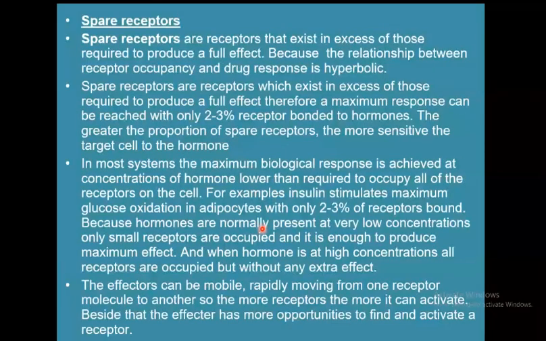The last thing in today's lecture, the last topic, is spare receptors. See here.